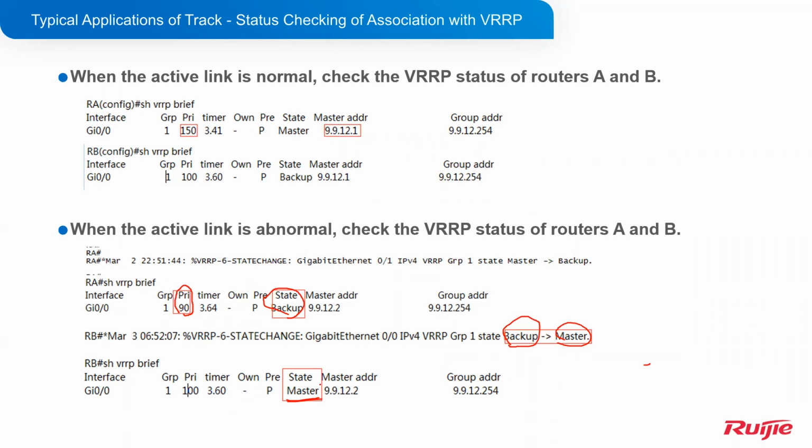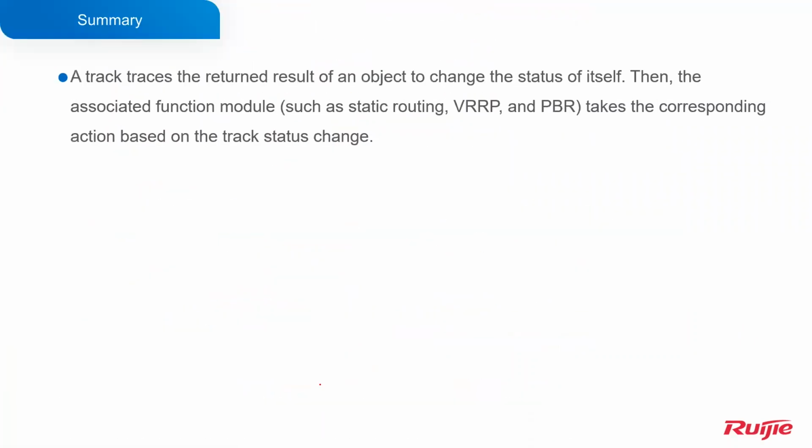Okay, so this is the association with VRRP. So about this part, you can see that a track traces the return result of an object to change the result itself, and the associating function takes the corresponding action based on the track status change. So in this way, we can improve the reliability.